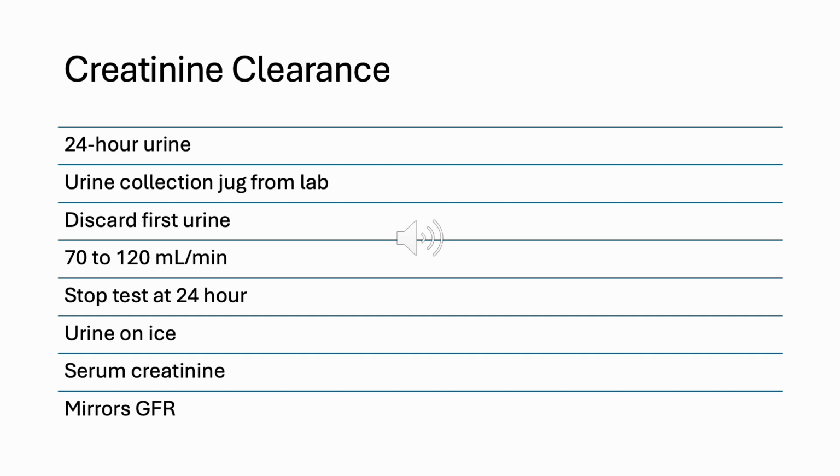Remember that you have to go to the lab and get the big jug, put it in ice, put signs up in the room. The patient voids, you discard the first urine, and then you collect all the urine for the next 24 hours. And then you do the last urine at the end, okay? And remember, if you miss one urine, you have to start all over again, okay? And typically what happens is after you collect the urine, the serum creatinine is also drawn to compare. But yeah, just remember the nursing implications.